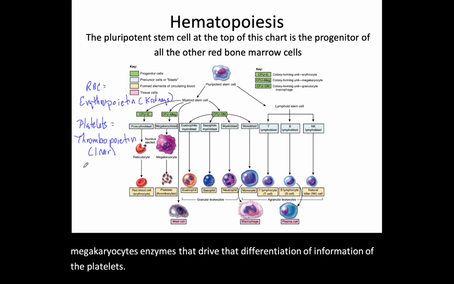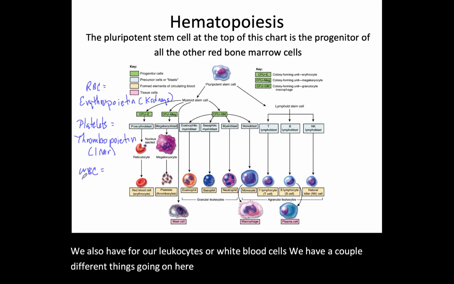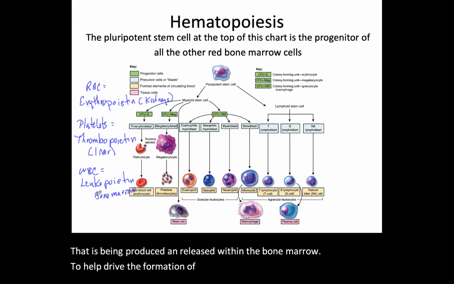We also have, for our leukocytes, our white blood cells, a couple different things going on here. We have leukopoietin, that is being produced and released within the bone marrow, to help drive the formation of the white blood cells.